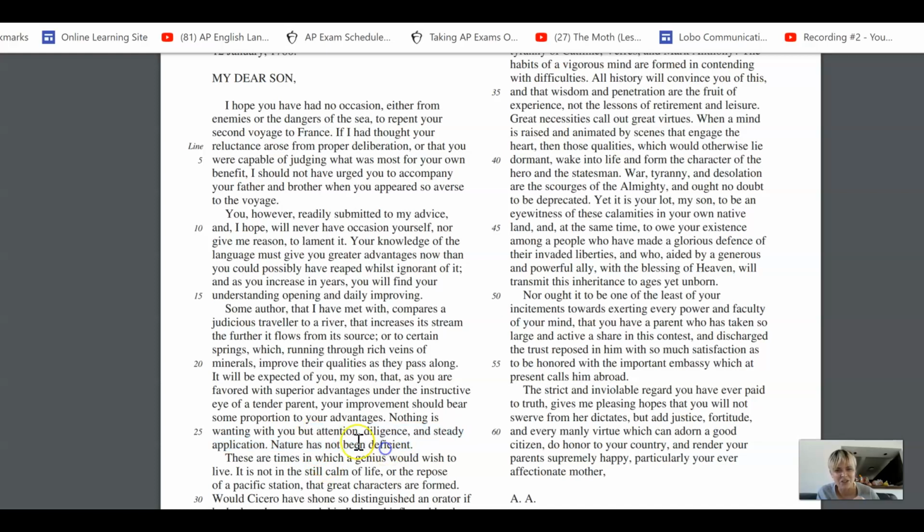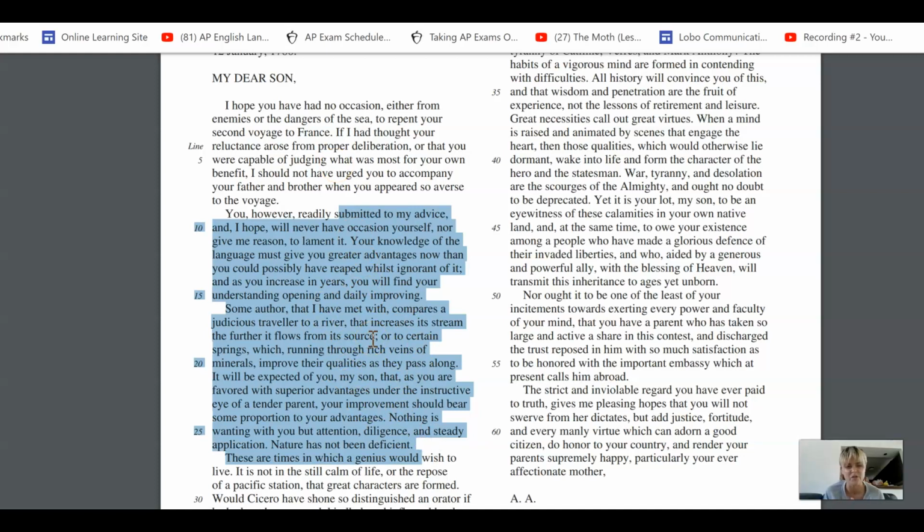Another powerful line you could look at: Nature has not been deficient, right? So another compliment. So here she is complimenting him as an overall strategy, this opening section, really complimenting him and trying to assuage his feelings about going to France. Let's see what she does next.